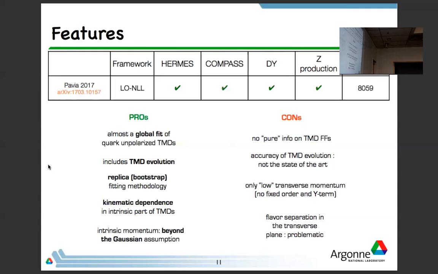We only deal with the very low transverse momentum part in principle, so there is no fixed order calculation and no matching to high transverse momentum via a W+Y term or via any other matching procedure. And we didn't manage to achieve a satisfactory flavor separation in the transverse momentum dependence.